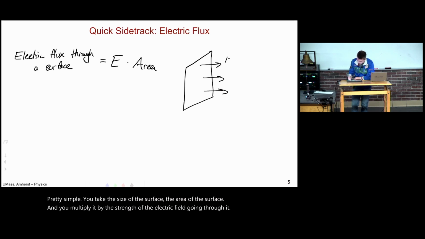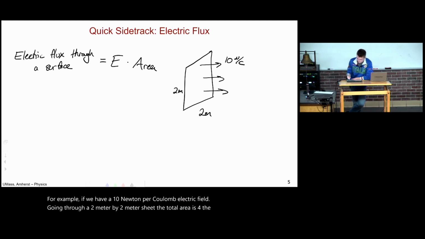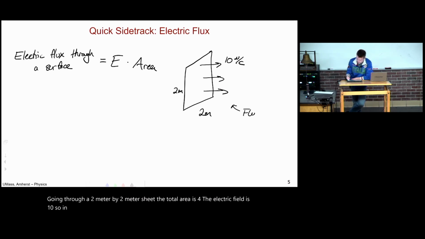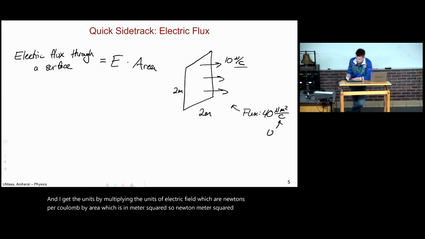For example, if we have a 10 Newton per Coulomb electric field going through a 2 meter by 2 meter sheet, the total area is 4, the electric field is 10. So in this example, the flux would be 40 newtons meters squared per Coulomb. I get the units by multiplying the units of electric field, which are newtons per Coulomb, by area, which is in meters squared. So Newton meter squared per Coulomb is a standard unit.